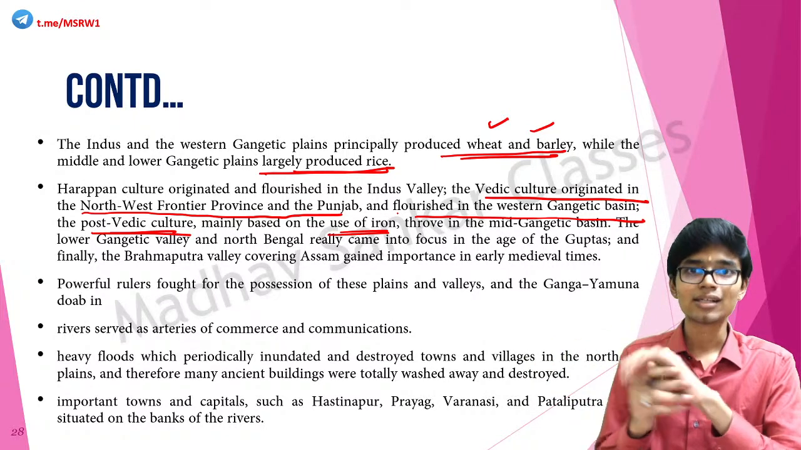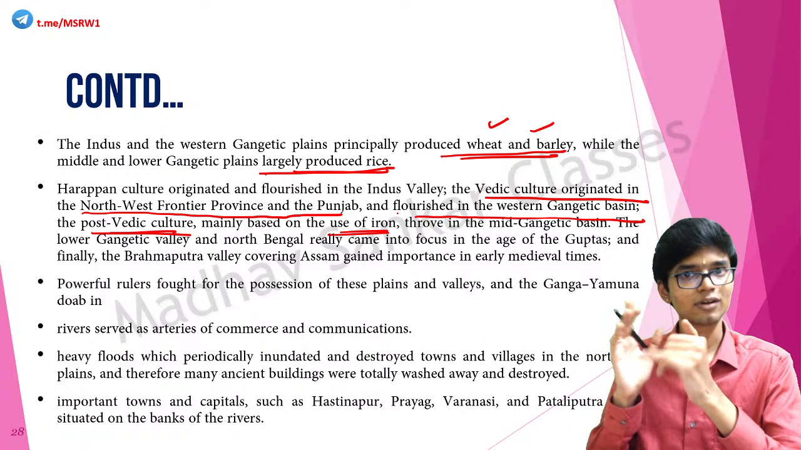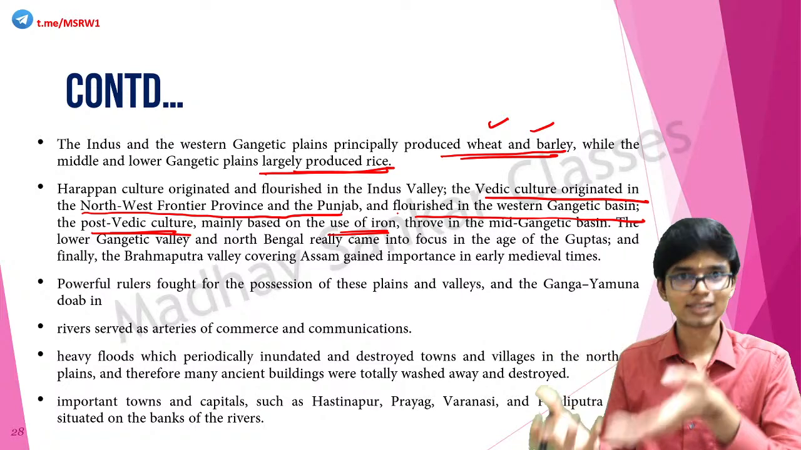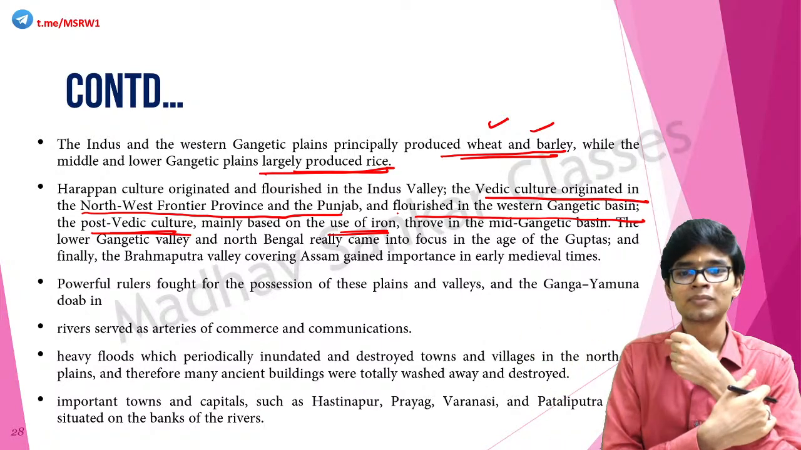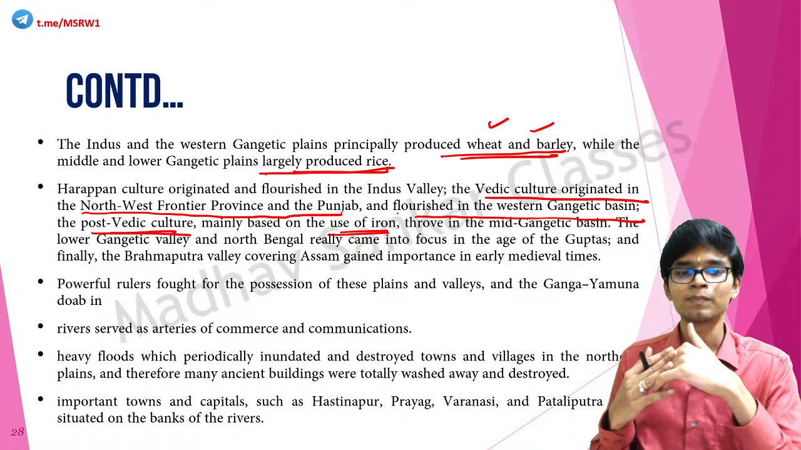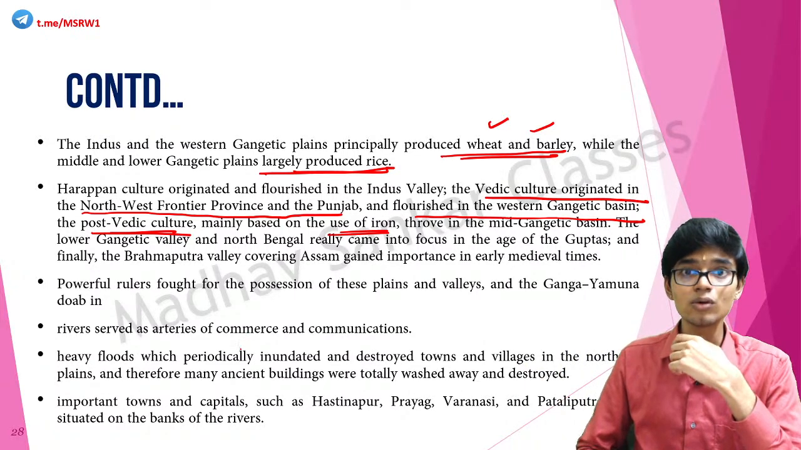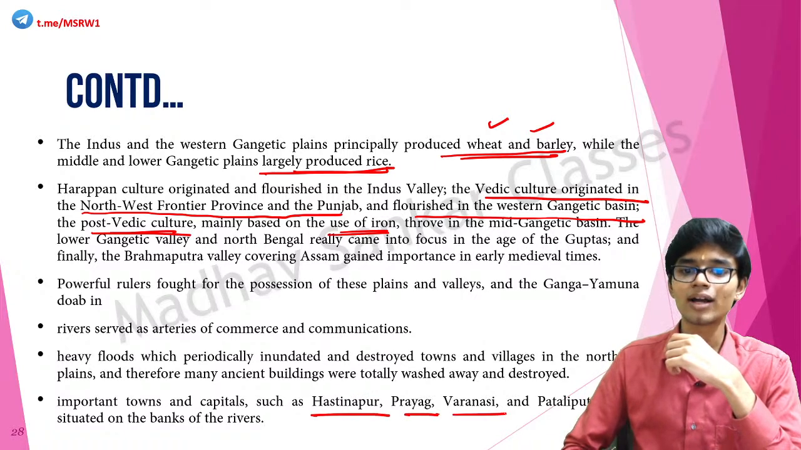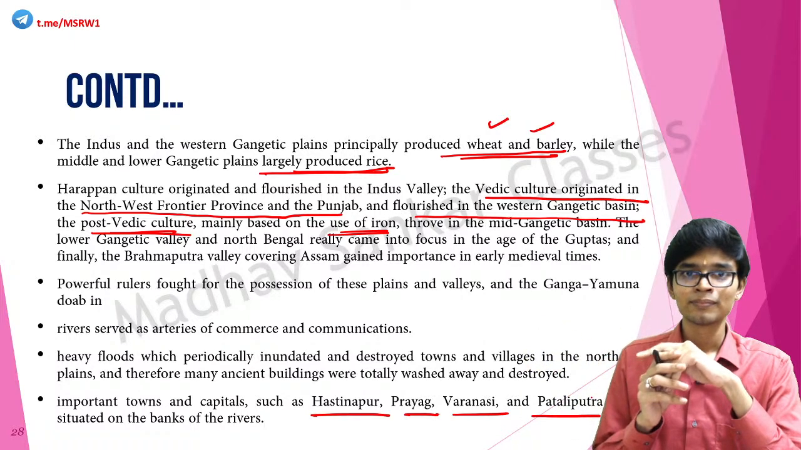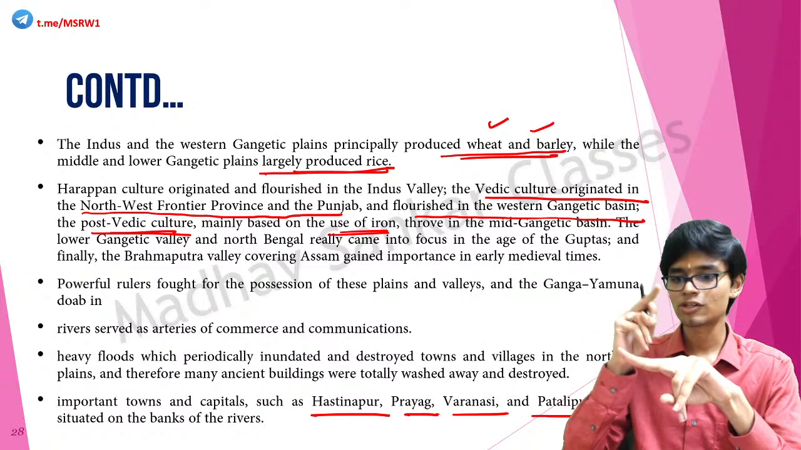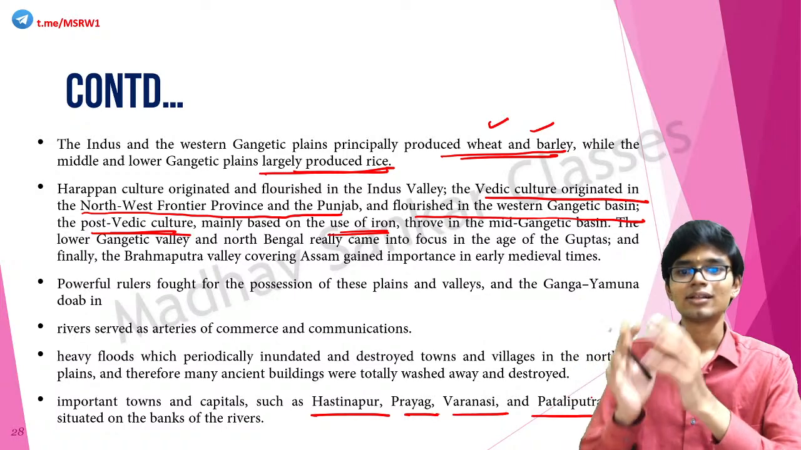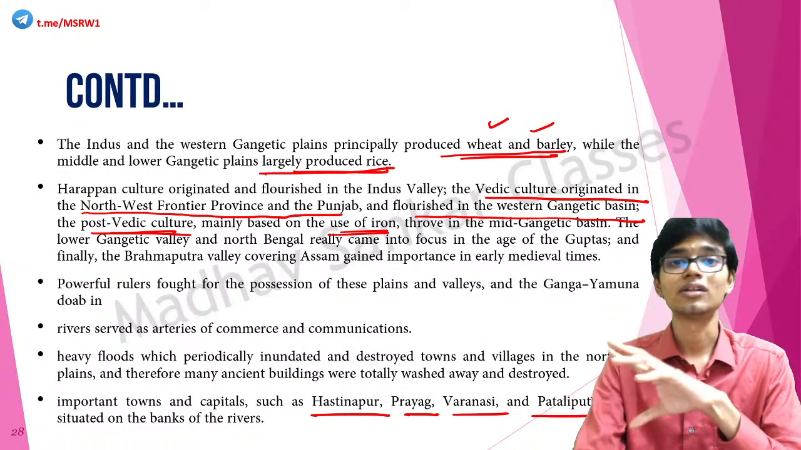Clear? So along with all these things, rivers also provided us a means of commerce, transportation, communication. Obviously. Then occasionally there were heavy floods which wiped out a huge area and caused troubles for humans, but at the same time filled the area with alluvial soil, so it was useful also. So important towns and capitals such as Hastinapur, Prayag, Varanasi, Pataliputra, etc. were situated on the banks of rivers for this reason, because it served as a means of communication, transportation, and water resource. So because of all these aspects, these capital cities were situated on the banks of rivers in ancient India.